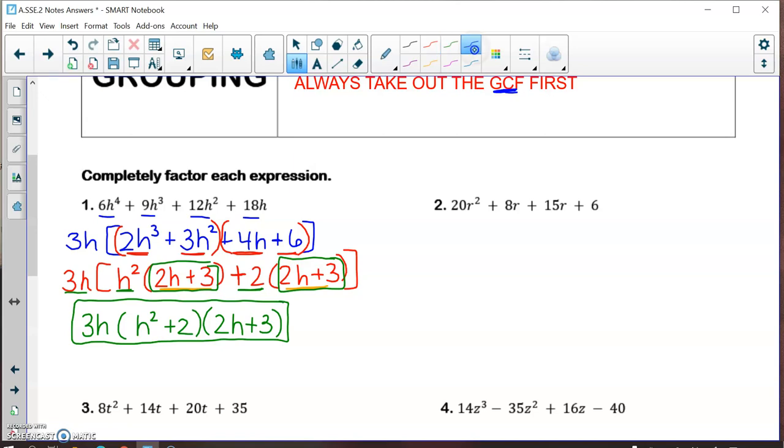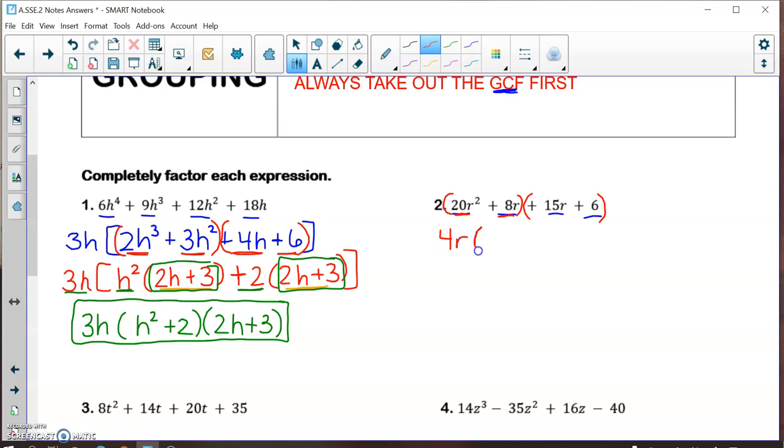Moving on to number 2, out of all 4 of my terms, they do not have a GCF. So we jump straight into the grouping method without taking out a GCF because there isn't one. We group our first 2 terms together, and we group our last 2 terms together, including the operation that goes in front of those last 2 terms. Now, my greatest common factor out of a 20r squared and a plus 8r would be a 4r.